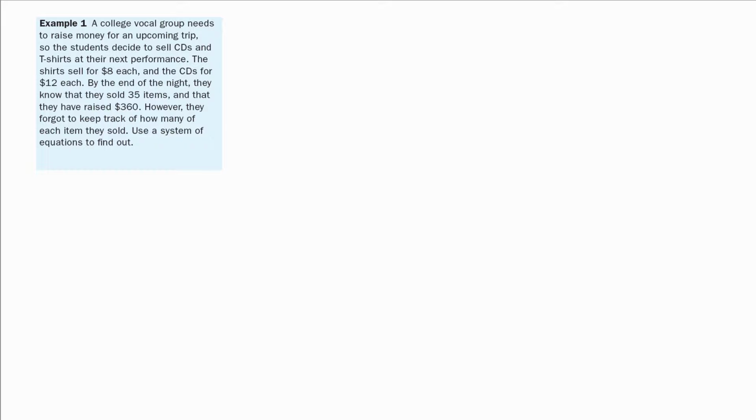This is a pretty classic system problem. You're going to see it frequently where you have quantities and value or dollar amounts. So the quantities here, I'm going to use C for CDs and T for t-shirts. So I have my total number of CDs plus my total number of t-shirts equals the quantity, which is 35. It's 35 total items sold.